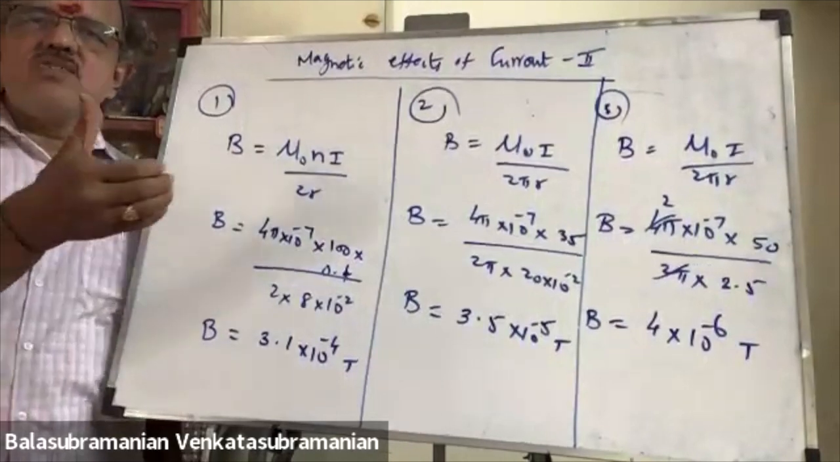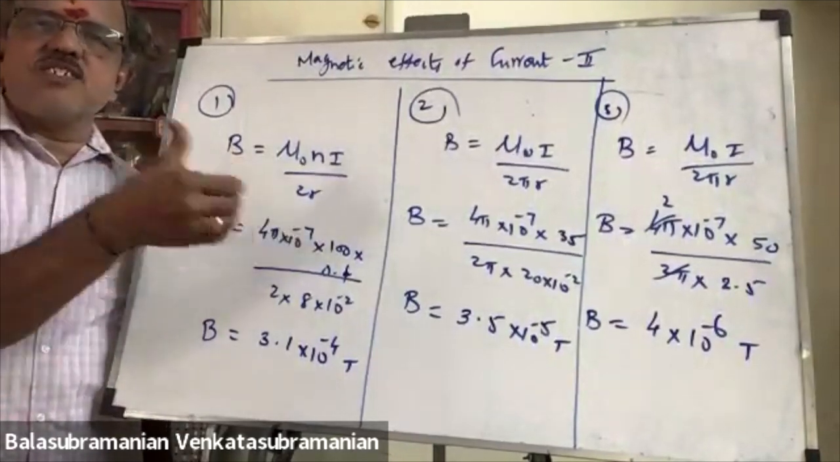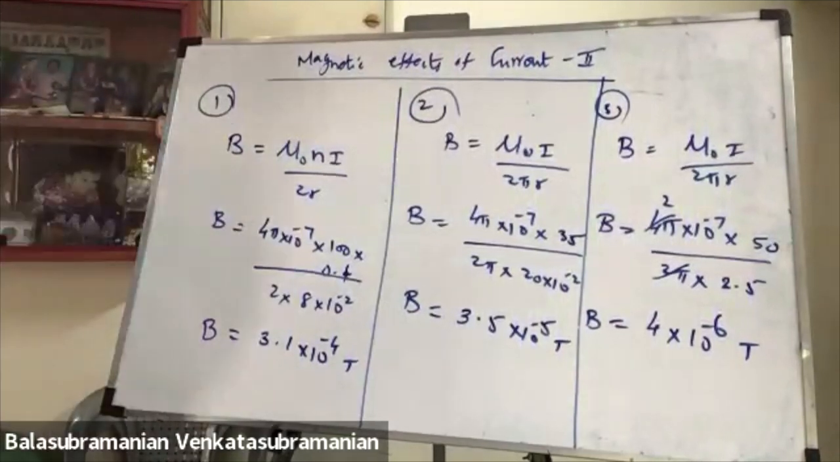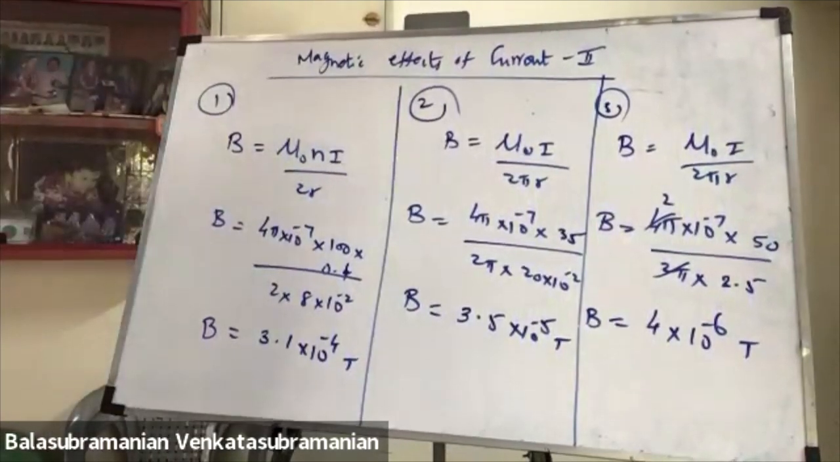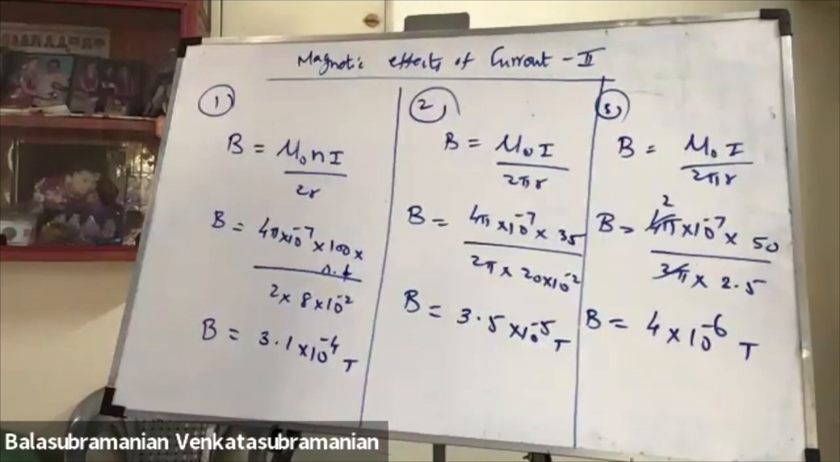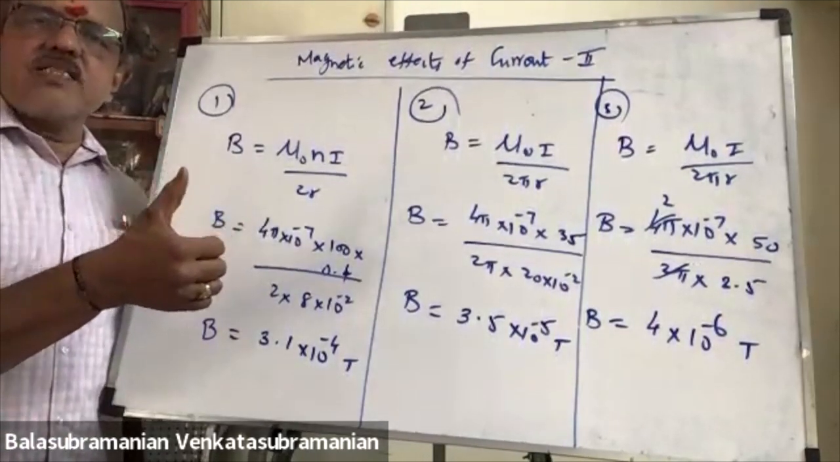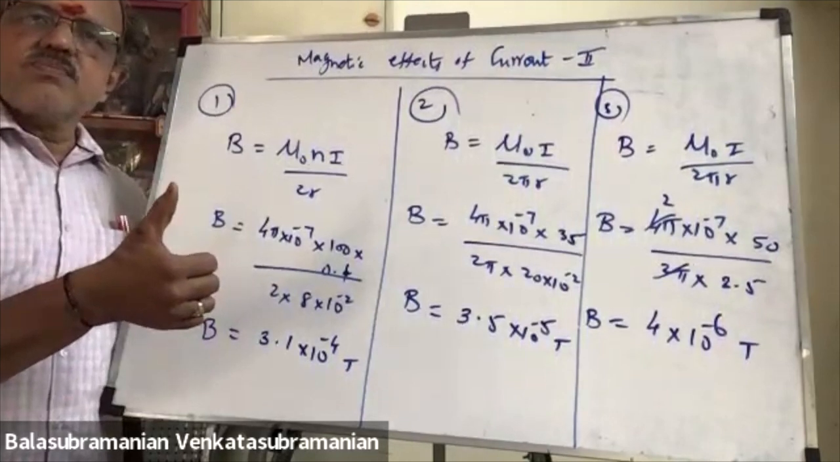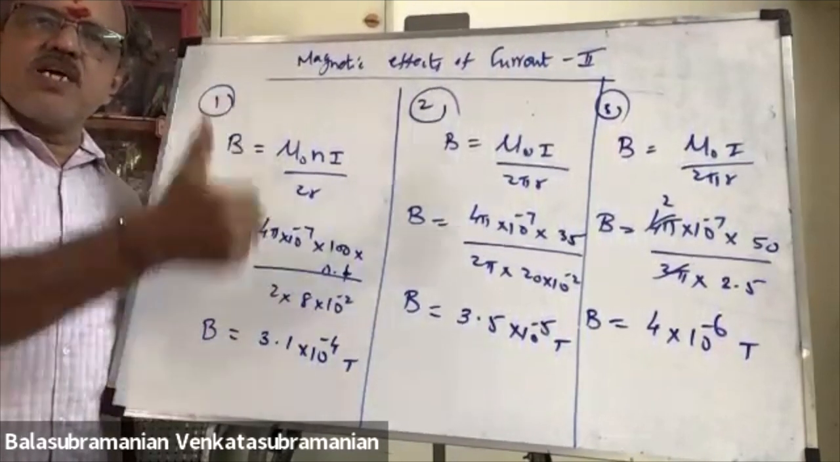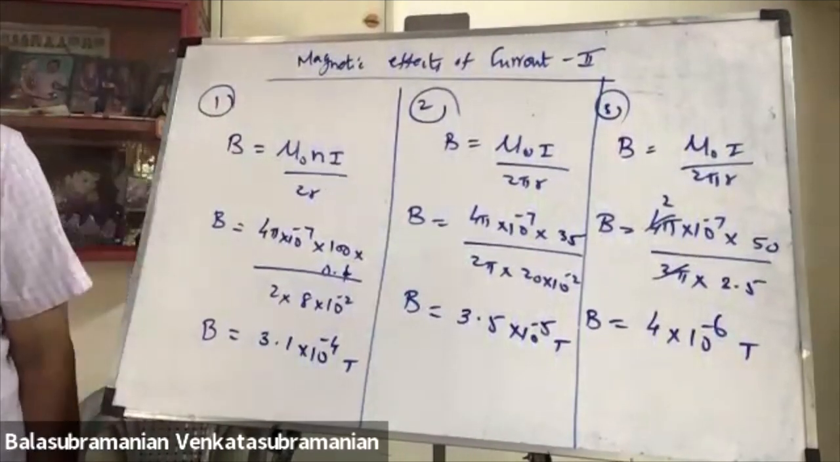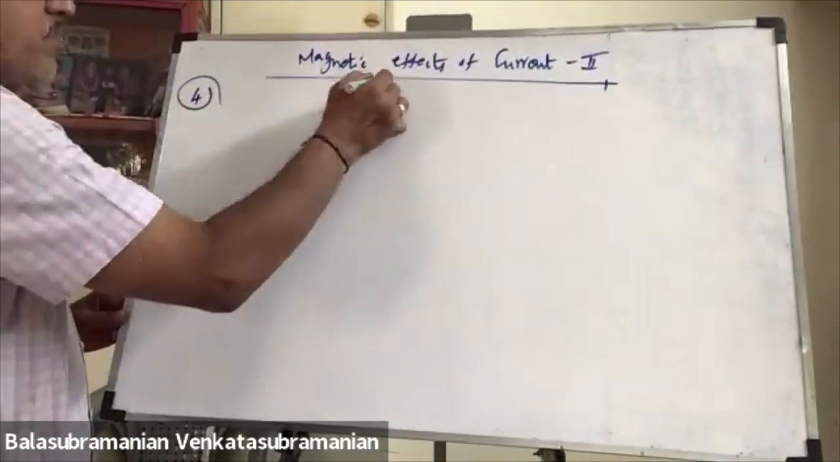East of the wire means the direction is in the perpendicular plane only. Question is, give the magnitude and direction of B. What you have calculated is magnitude. The direction will be according to right hand thumb rule. It will be in the perpendicular plane. Okay, fine. Next, fourth problem.